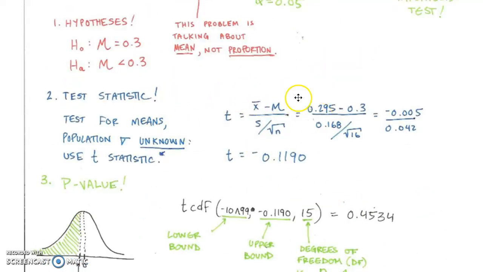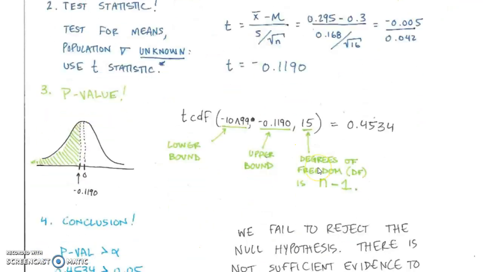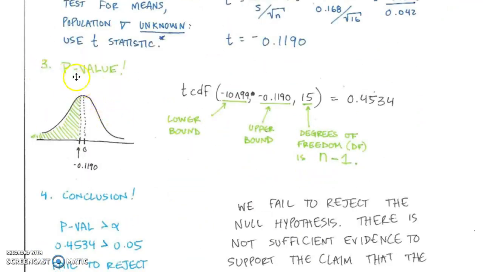We calculate t in a very simple way. It's just plugging numbers into a formula. This is the only math really in this math class. Most of it is just critical reasoning. So we got our t test statistic, which is negative 0.1190. The next thing we're going to try to figure out is the p-value. Remember, that's the probability of getting a test statistic of this value or more extreme than that.